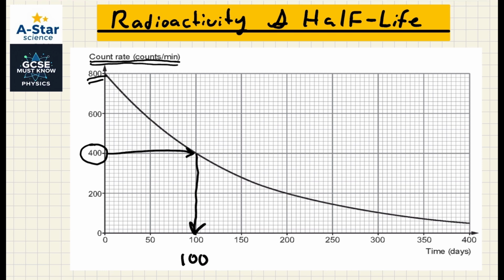We could check that again. Half of 400 is now 200, and we can see that matches up again with 200. And so here's another 100 days. So the half-life in this case is 100 days. It is the time it takes for the count rate to half. So that's how you do half-life. Let's look at another example, which involves a word problem.